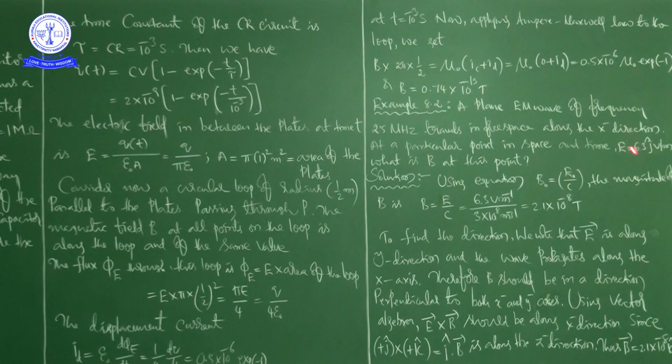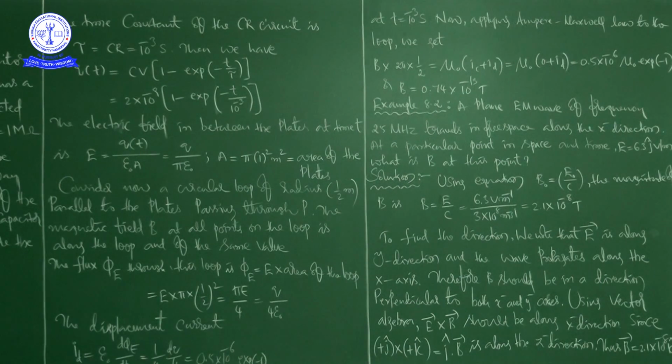E is equal to 6.3 J cap, J cap meaning along the positive y axis, volt per meter. What is capital B at this point? Now, the solution. See here.